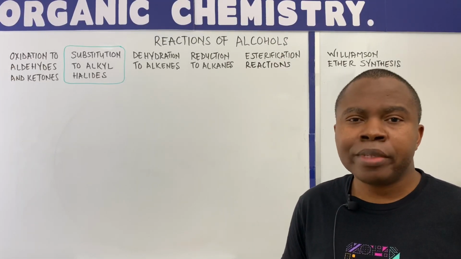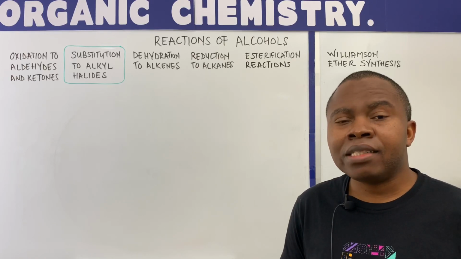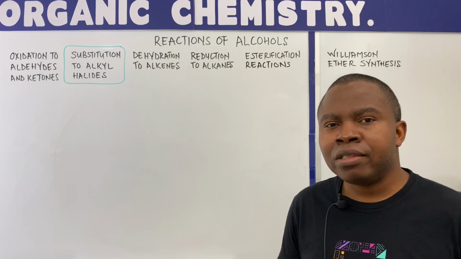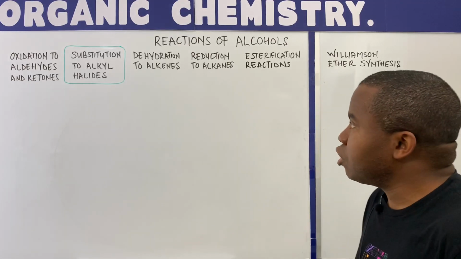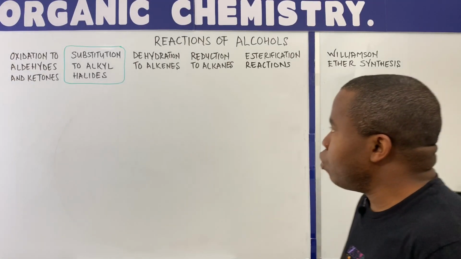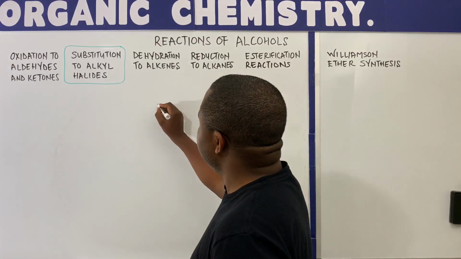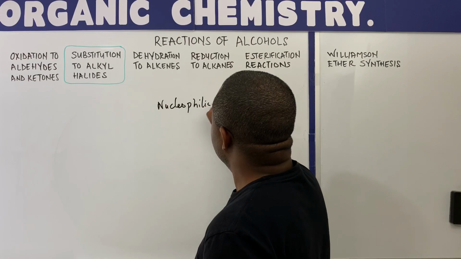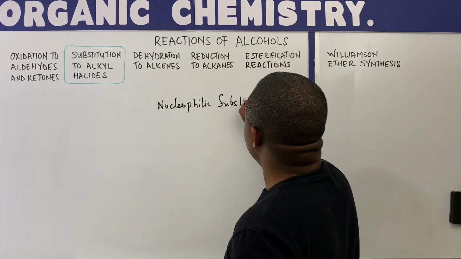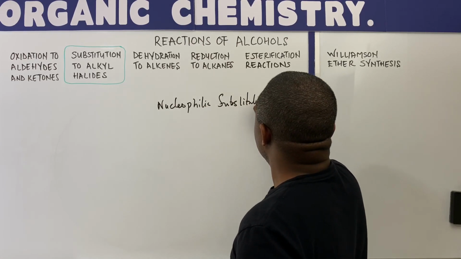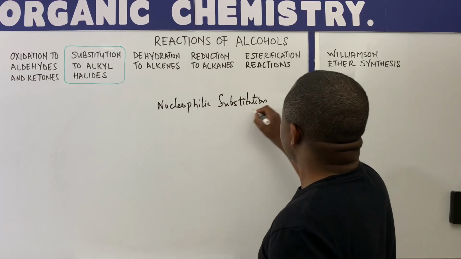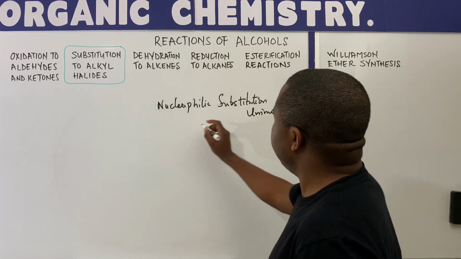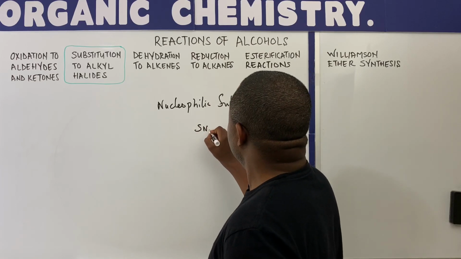Today we're going to be talking about the last class on alcohol chemistry. Last time we talked about the oxidation of alcohols. Today we're going to be talking about the other reactions of alcohols, and we're going to be starting with the substitution to alkyl halides. So we're going to start with basically the nucleophilic substitution unimolecular, and that is SN1 reaction.